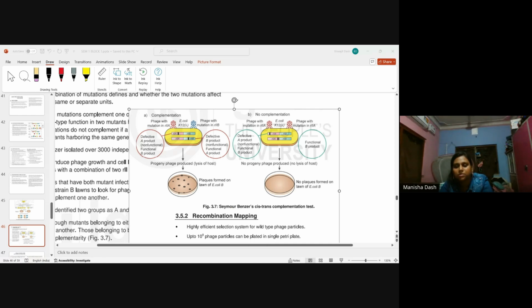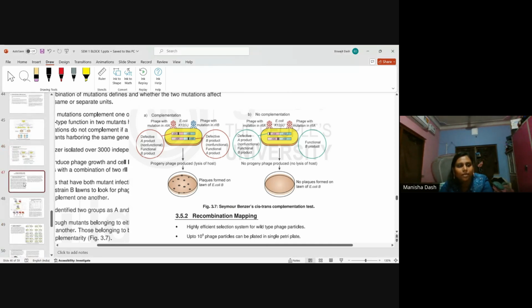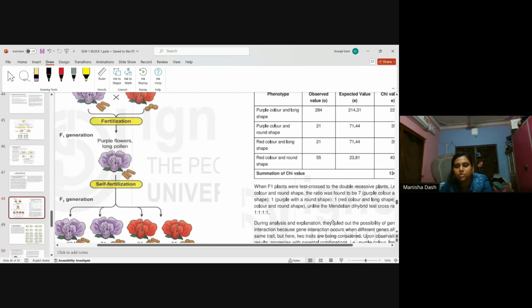Then coming to the more important part actually, that is linkage and crossing over.